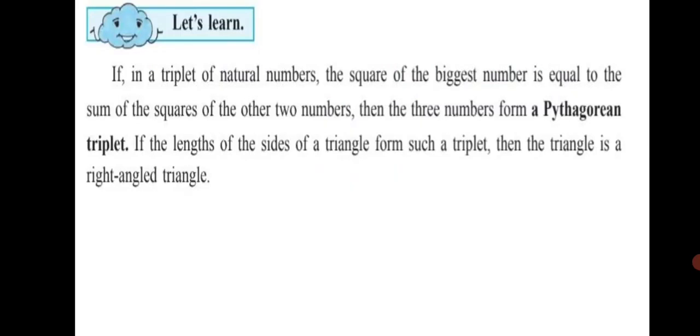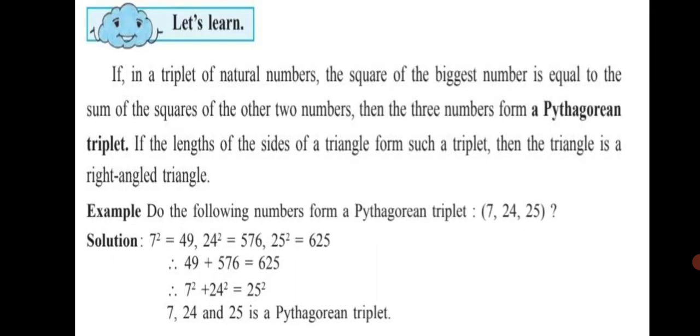Let's learn. If in a triplet of natural numbers, the square of the biggest number is equal to the sum of the squares of the other two numbers, then the three numbers form a Pythagorean triplet. If the lengths of the sides of a triangle form such a triplet, then the triangle is a right angled triangle. For example, do the following numbers form a Pythagorean triplet?